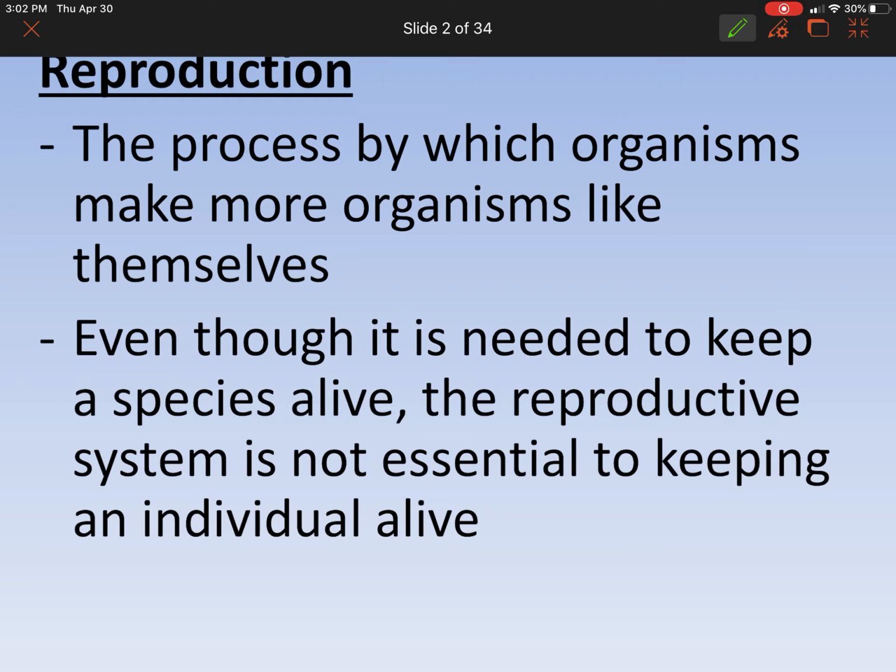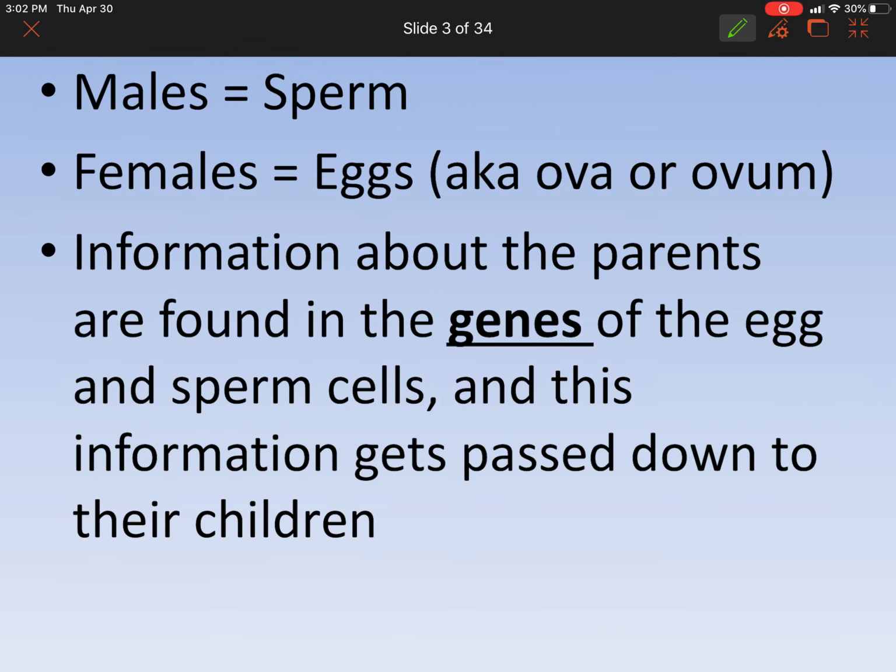Just as review here, reproduction is the process by which organisms make more organisms like themselves. Even though it's needed to keep a species alive, it's not essential to keeping an individual alive. So it is not necessary for anybody to reproduce or to have children. For our species to survive, clearly it is, but as an individual, it's not important. Now, males, of course, we know produce sperm. Females produce eggs. Scientifically, you would use the word ova or ovum.